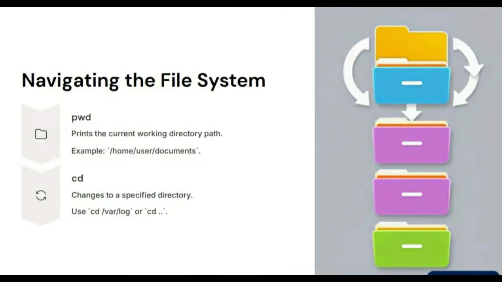Next is navigating the file system. First is the pwd command. It prints the current working directory, the path of the directory in which we are currently working. The cd command is used to change to the specified directory.